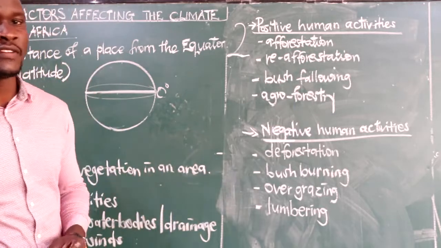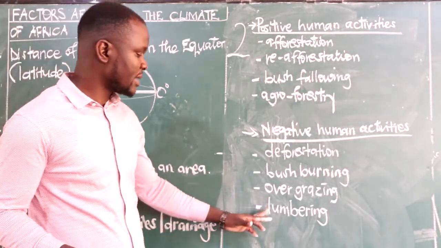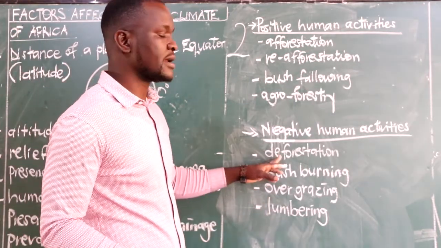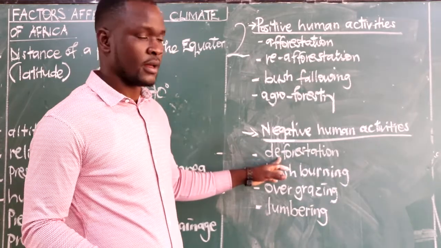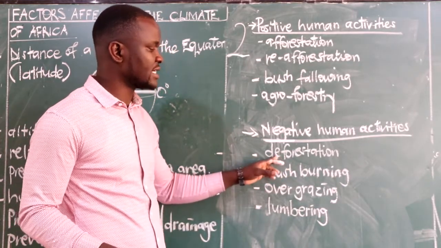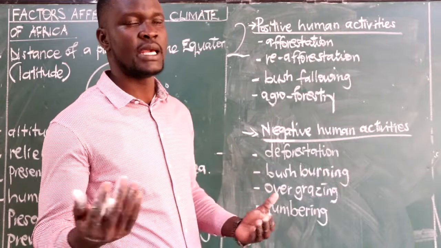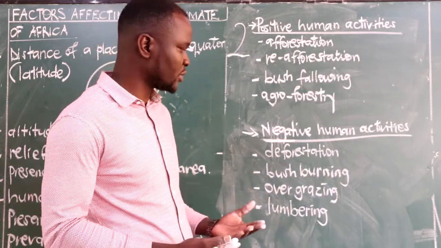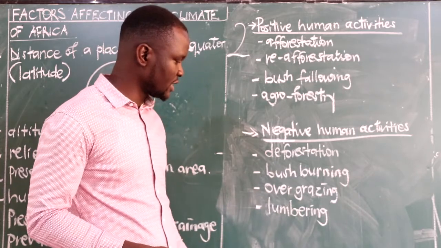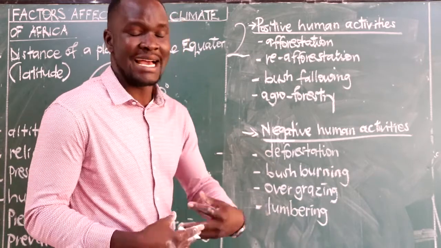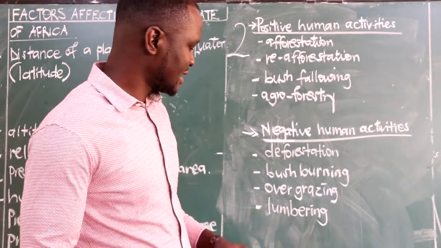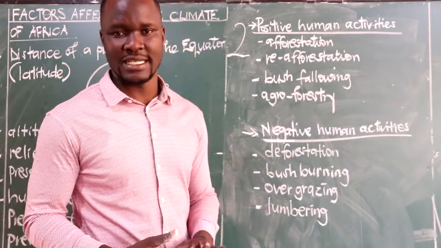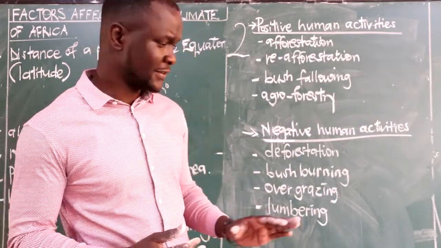We need to note the difference between lumbering and deforestation. We say deforestation is the cutting down of trees on a large scale, meaning trees are cut whether mature or the ones which are still young. But in lumbering, we are looking at the selective cutting of mature trees for timber.